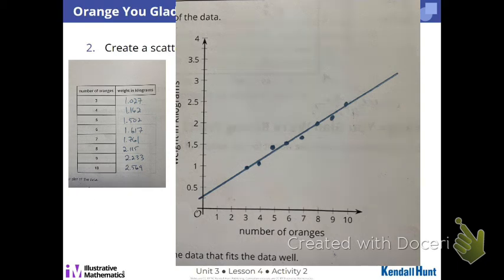Let's run through these questions you answered. For the value of the slope, I got a slope that was about 0.2 or 1/5. And I'll tell you how I got that. I went right here and I went up 1 and I saw I needed to go over close to 5. 0.2. Then when I looked at my table, I saw that each orange 0.2 made sense.